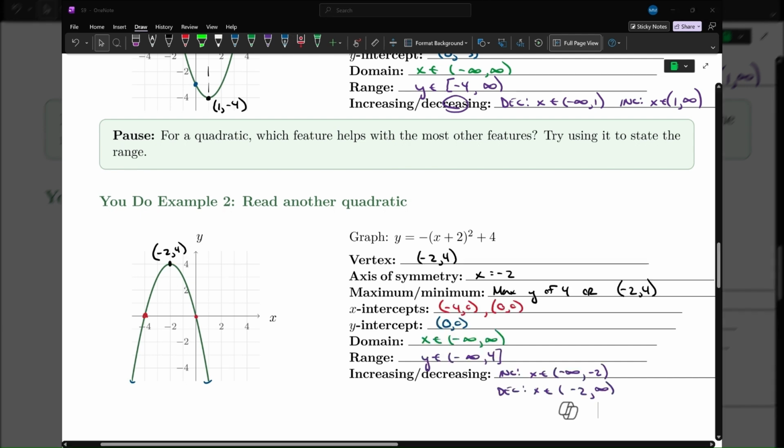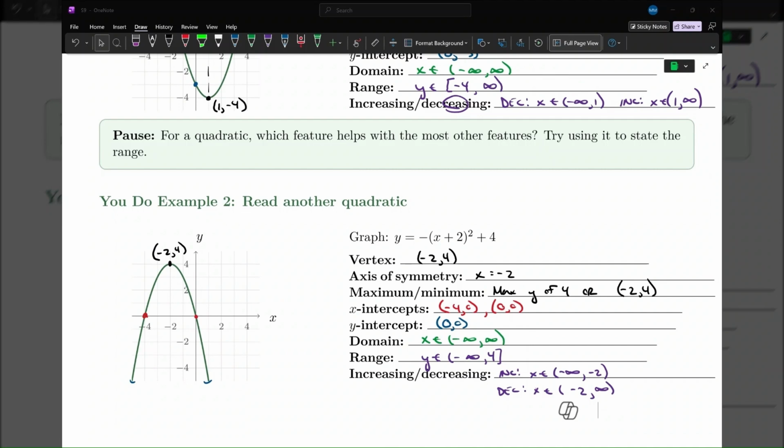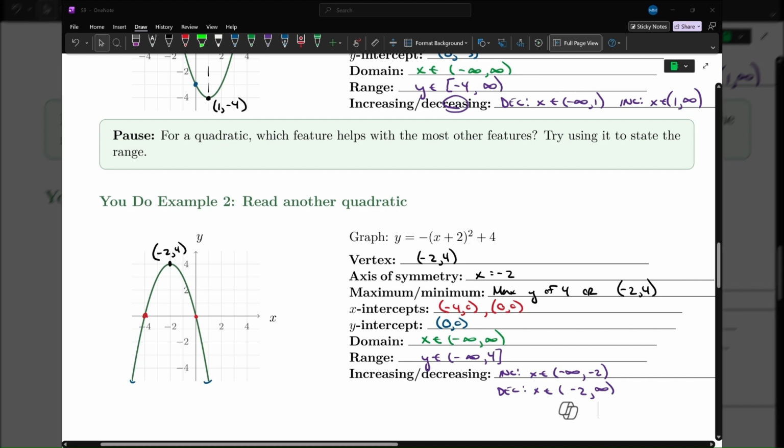And there are your answers. So pretty similar question. You can see we're opening down, so that vertex becomes a maximum, flips the range over, and our increasing and decreasing intervals switch. Okay, so one more example of each.